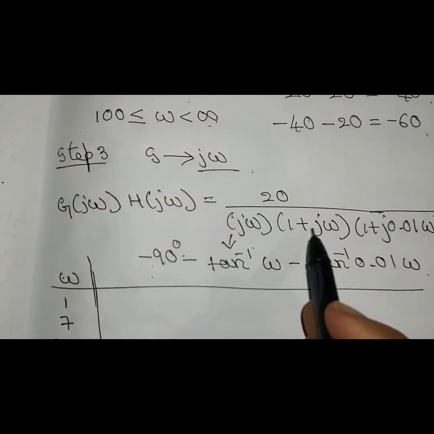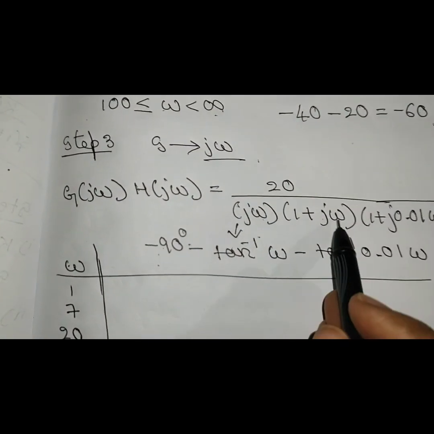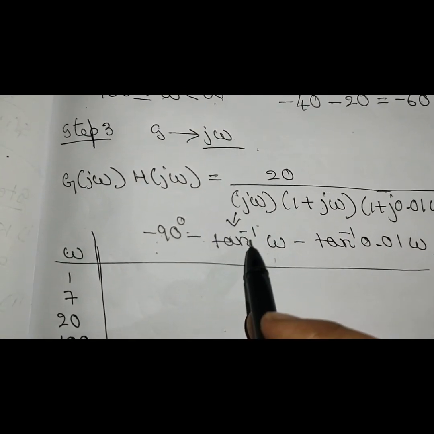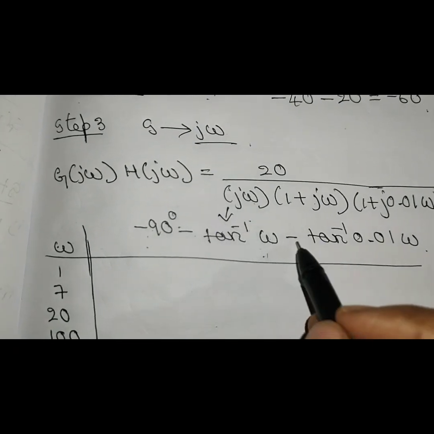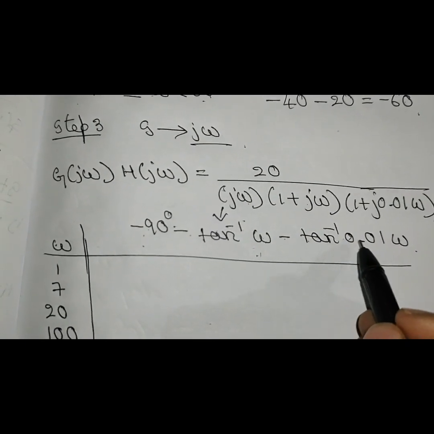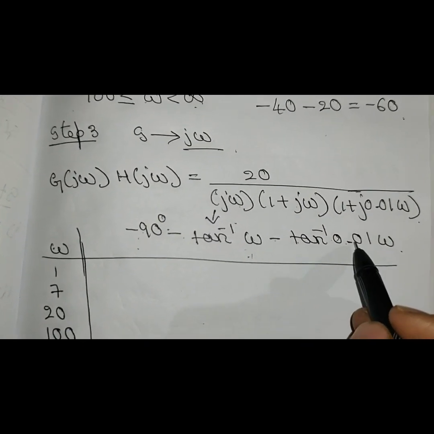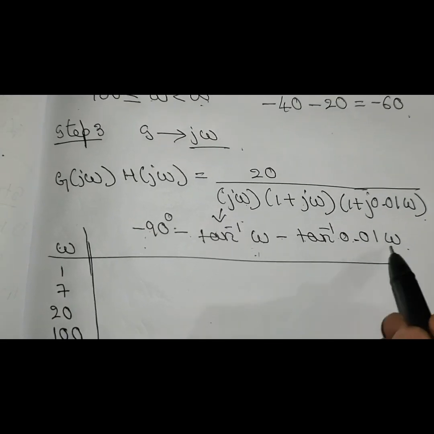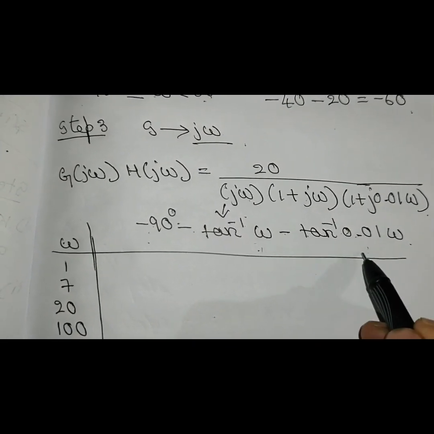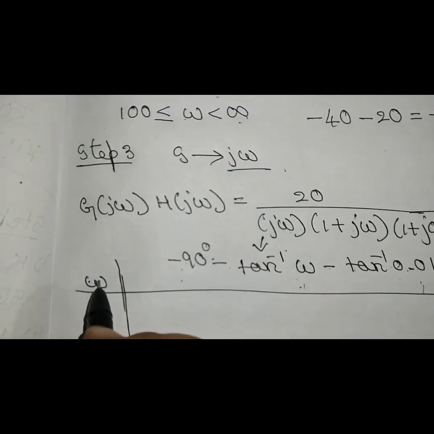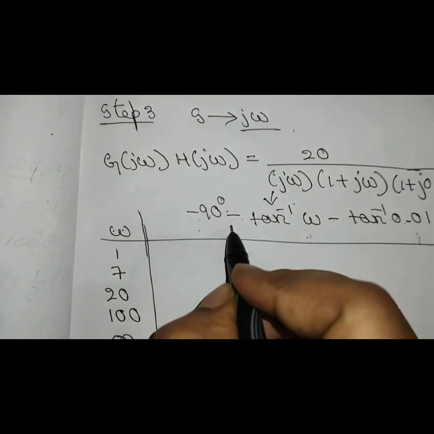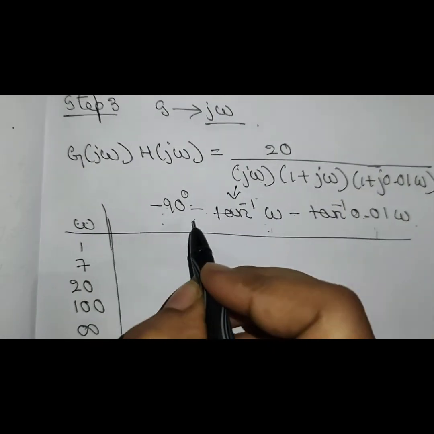And here, tan inverse of the imaginary part, which is omega, and the real part is 1. So minus tan inverse of omega divided by 1, minus tan inverse of the imaginary part 0.01 omega. The real part is 1, so no need to write divided by 1. So this omega value and this resultant angle. We want the angle now.